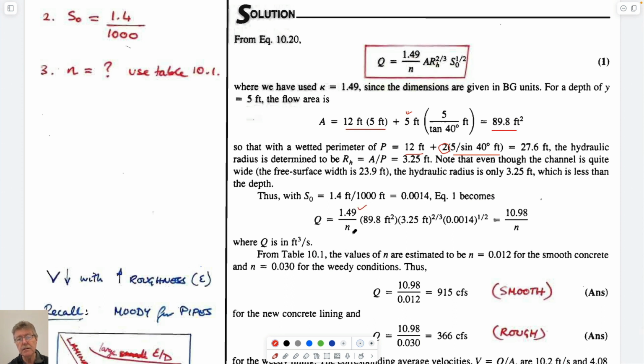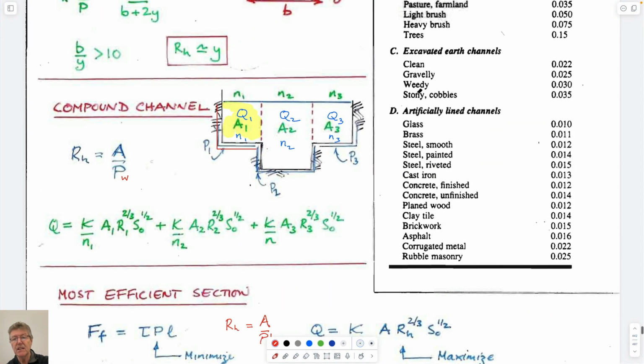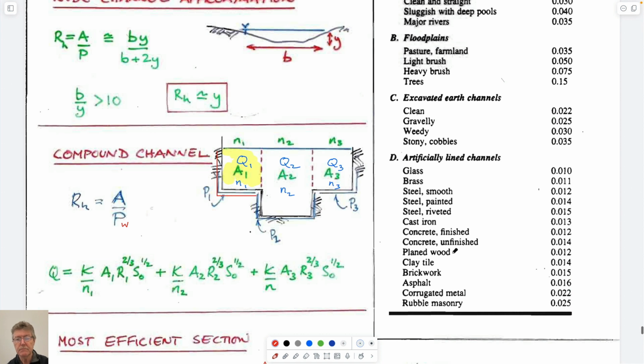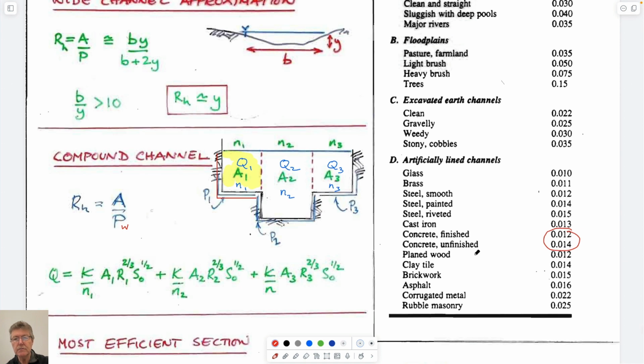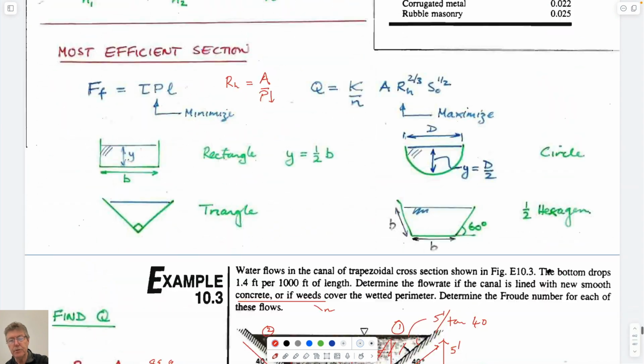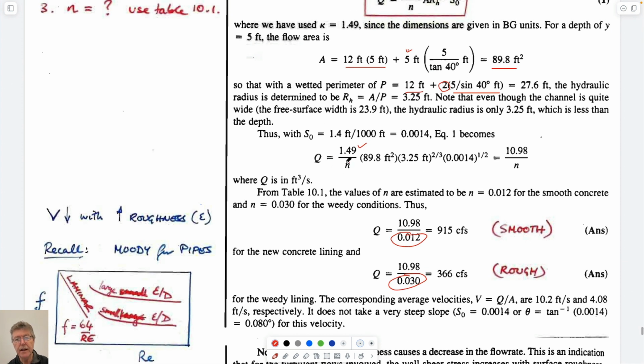Constant because it's English units. Magnitude of the Manning's coefficient for weeds or concrete, I guess, is, I don't know where this comes from. Concrete, either one of these, I guess. Is weeds in here, clean, gravelly, weedy, I guess is this. So one is 0.03 and one is 0.01, I'm guessing. Which are these? Different magnitudes for n values.